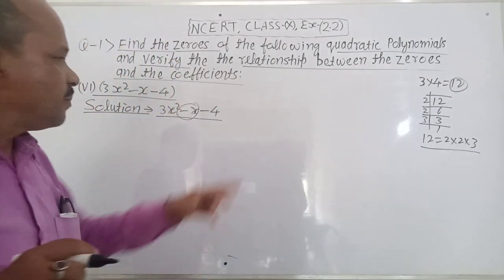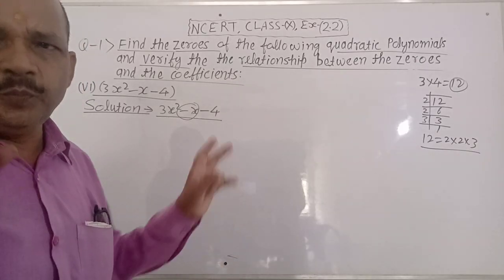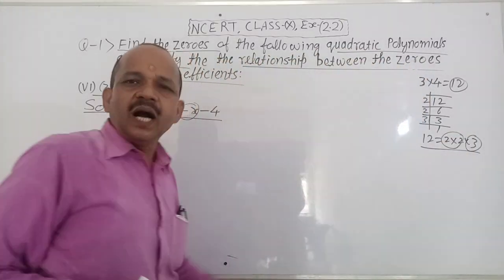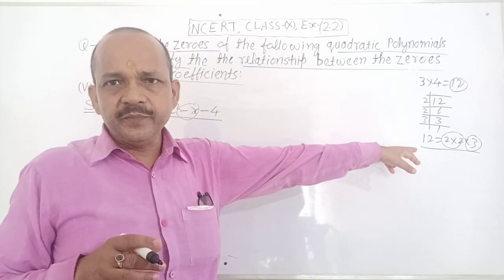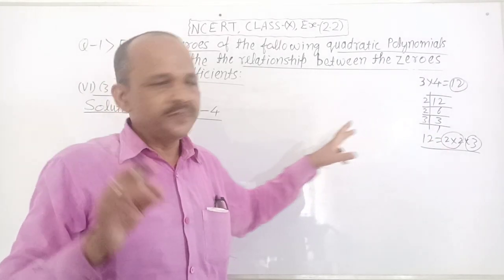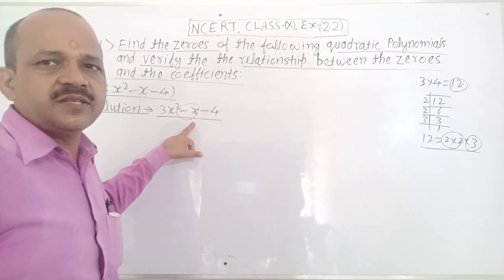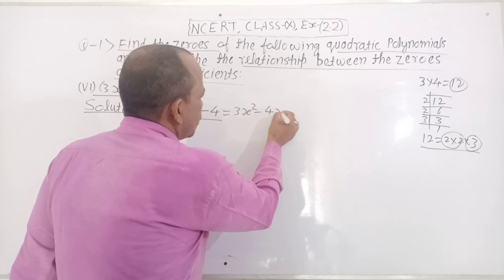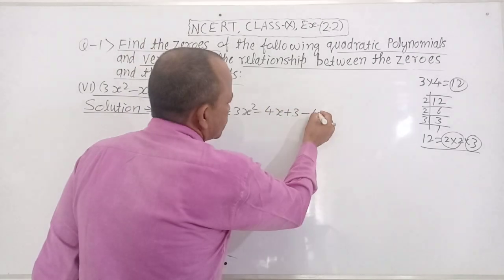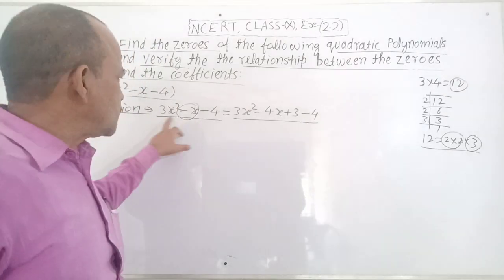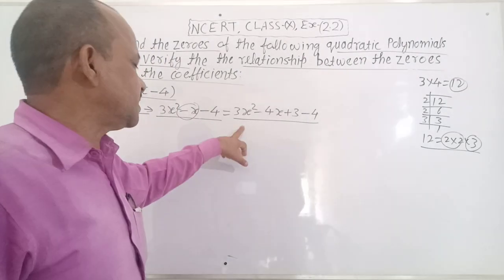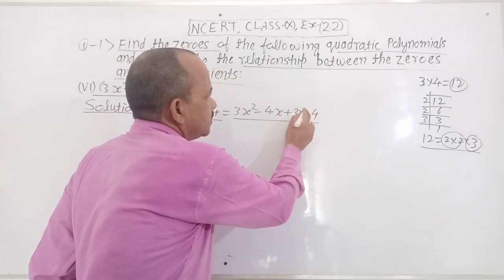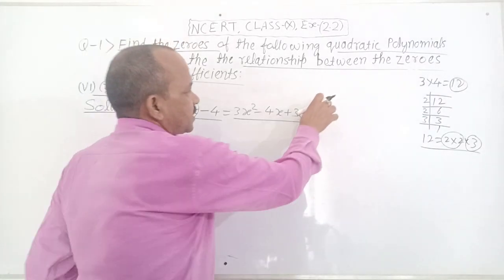Now you make pairs of factors. Two pairs of factors. Here 2 times 2, that is 4, and 3 are 2 pairs. First pair is 2 times 2, that is 4, and second pair is 3. Clear? Now you split middle term minus x. You can write here 3x square minus 4x plus 3x minus 4. You can write 3x square minus x minus 4 equal to 3x square minus 4x plus 3x minus 4. Here it is 3x.